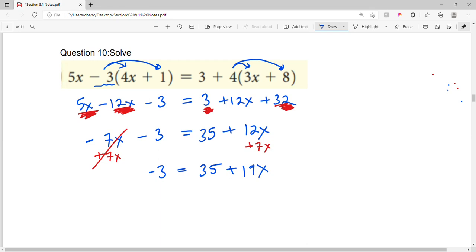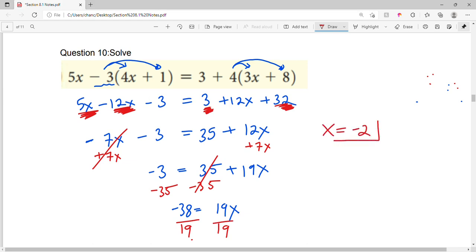We can now subtract 35 from both sides. And negative 3 minus 35 gives us negative 38. We have negative 38 equals 19x. And we can divide both sides by 19. That simplifies to x equals negative 2. This is our solution, x equals negative 2.